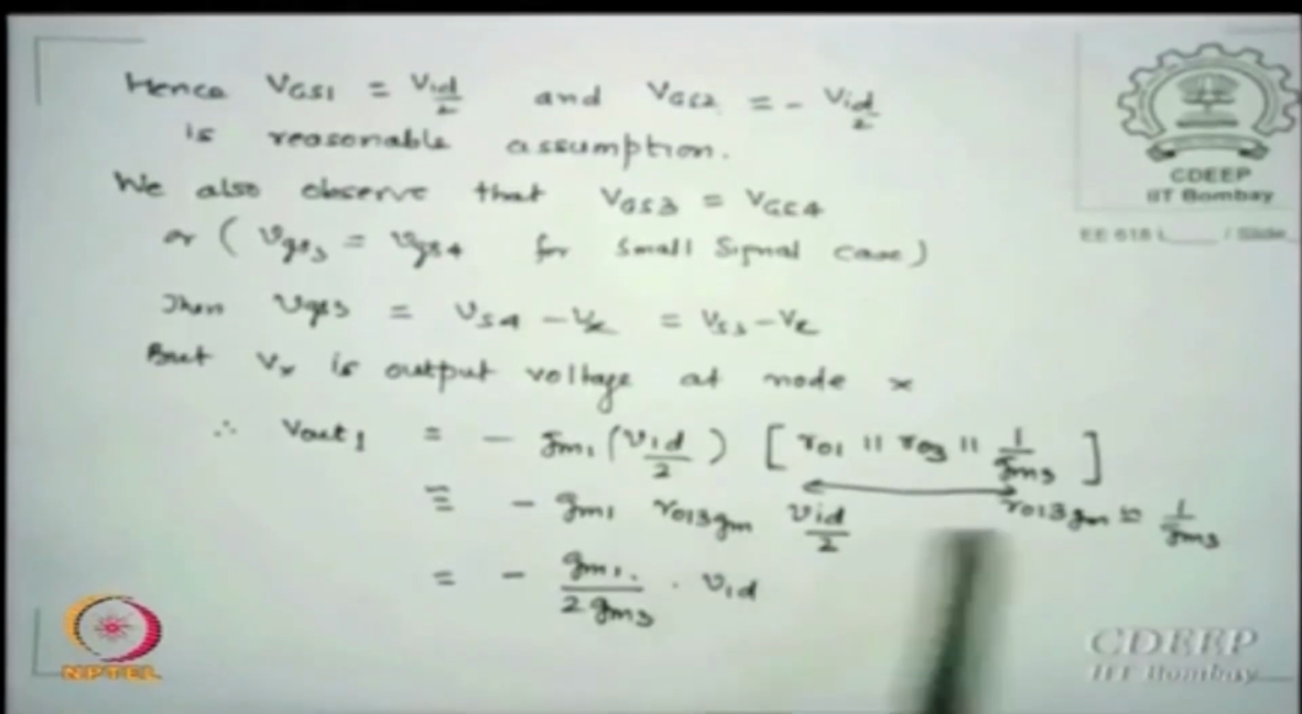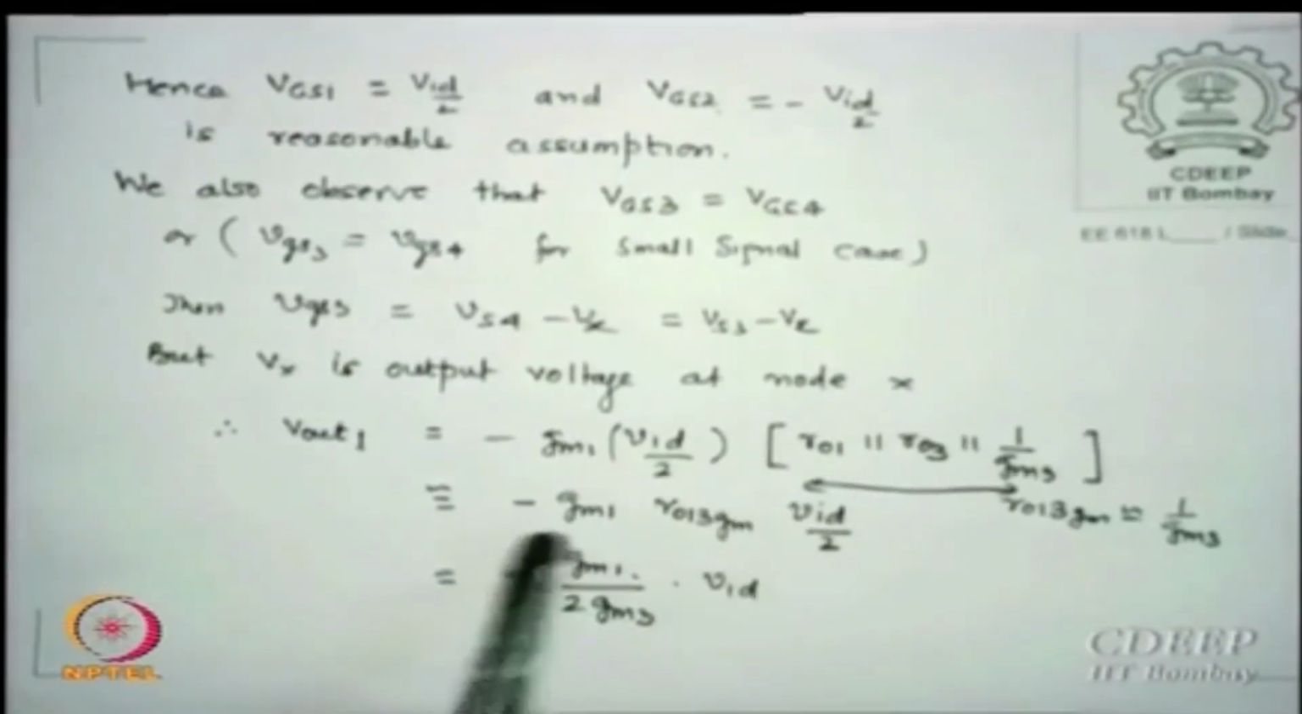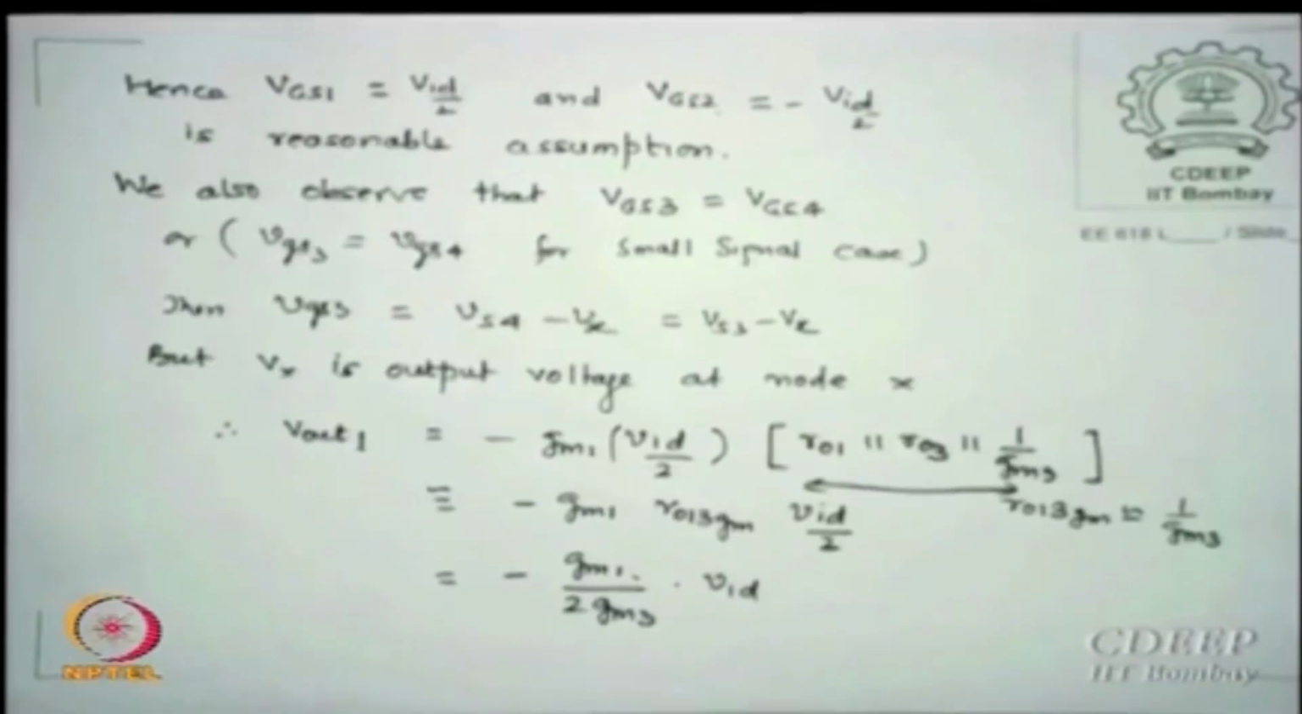For the sake of simplicity and generality I put RO13 GM as this output resistance, and then GM times this is there. If finally that becomes GM3 dependent, which is the smallest among them, or GM3 is very large compared to 1 upon the ROs, then GM3 will dominate, so you get GM1 upon 2 GM3 times VID. Now this fact that this is the output of the first stage, that is M2 M1 M3, is going to be the input for M4, is what is going to be utilized to get the final VO value. This derivation is necessary simply because this is going to be an input to M4 on the other side. Is that okay?